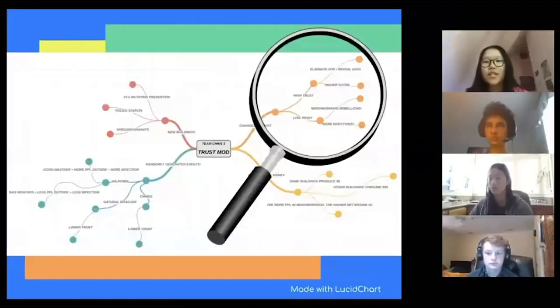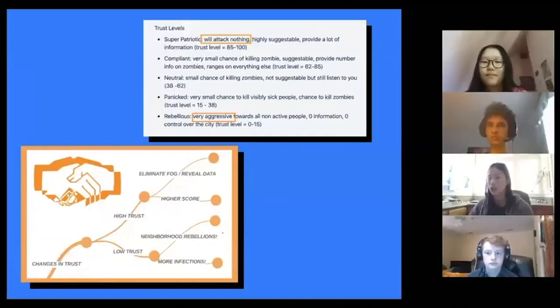Now let's look at changes in trust. The trust for each neighborhood will be an integer between the range of 0 and 100 with 5 different levels. The different trust levels will affect both the NPC's actions and the data displayed to the players. The accuracy of the data is based on their trust.